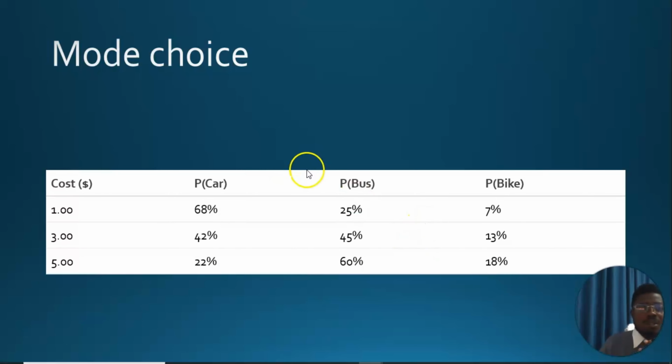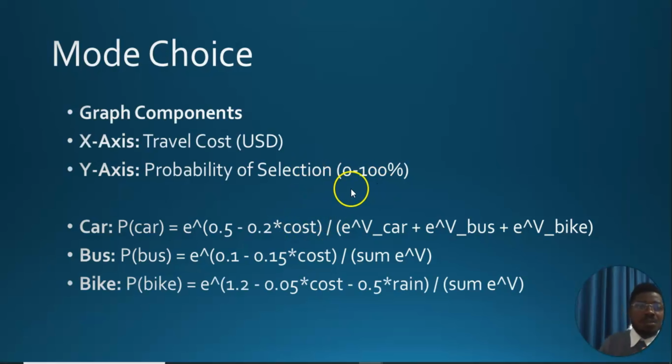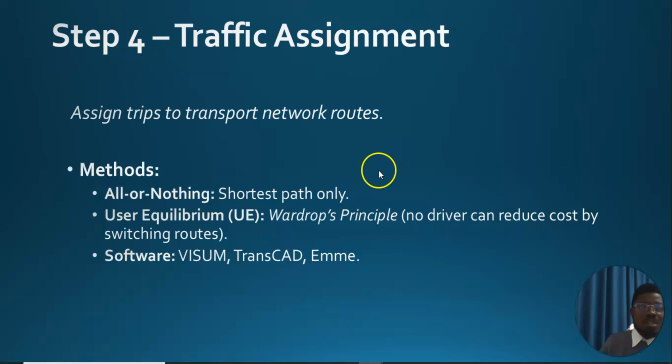So there are a lot of calculations here, but we're just looking into the basic explanations involved in this. And the fourth step we have is what we call the traffic assignment.